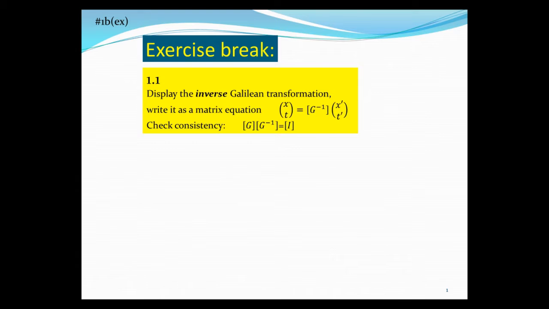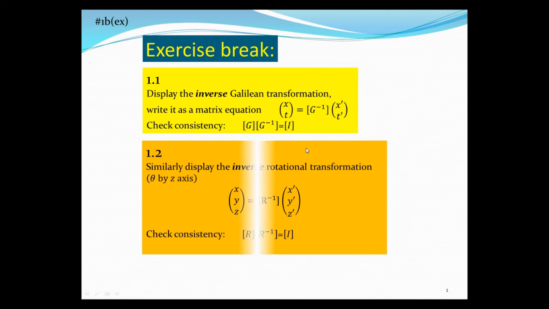Exercise break, and I want you to derive the inverse Galilean transformation. Instead of writing x prime, t prime in terms of x, t, I just want you to write x and t in terms of x prime, t prime. So it's the inverse transformation. Of course, by definition, the inverse transformation is such that when you multiply it by the original transformation, you get the identity. So just basically find the inverse transformation.